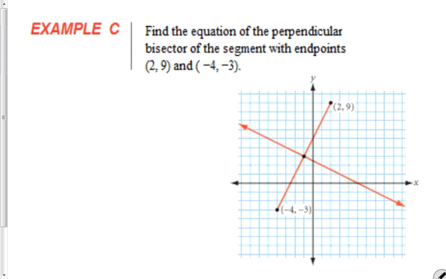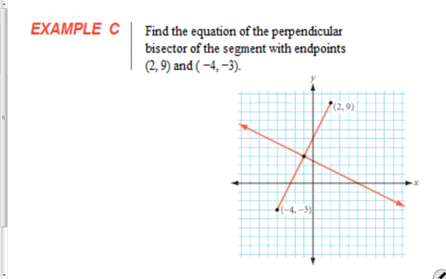And then finally, one more example. Find the equation of the perpendicular bisector of the segment with endpoints (2, 9) and (-4, -3). So this is the given segment, and we're being asked to find the perpendicular bisector of that segment. So this is going to require some previous knowledge. Remember the relationship between slopes of perpendicular lines, right? Slopes of perpendicular lines are opposite reciprocals.